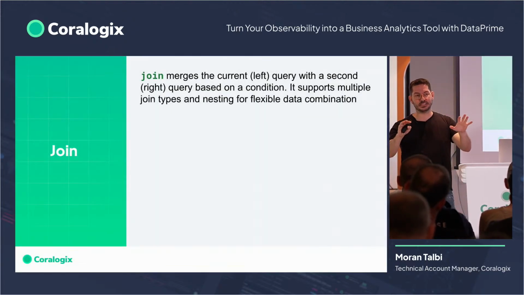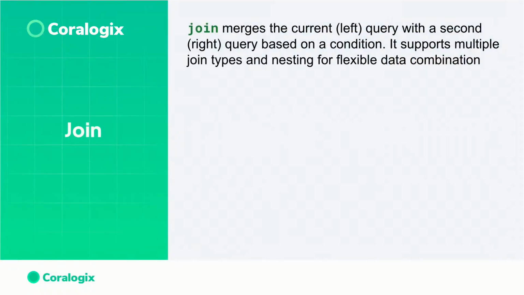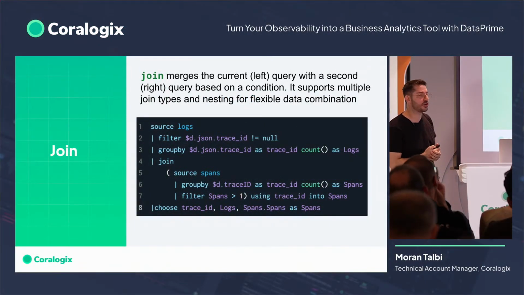Now, I believe that this audience is made out of developers, right? Also people at home, online. Join is a common thing. By the way, in Coralogix, in DataPrime, we support join, full join, inner join, all types of join. But let's look at a simple basic join that can merge the current left query with the second right query based on a condition. This is an example of such a query.